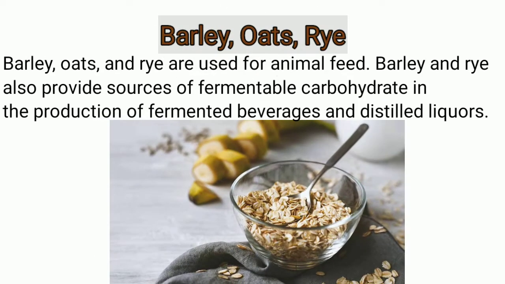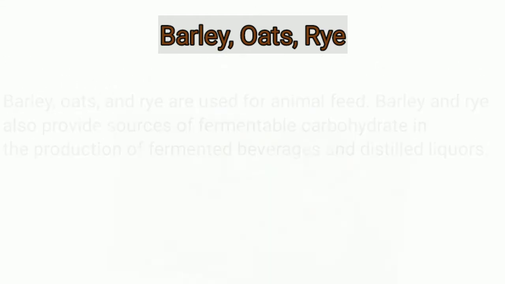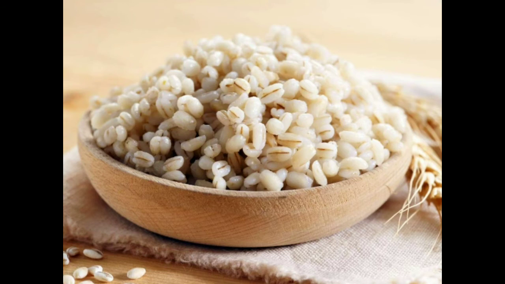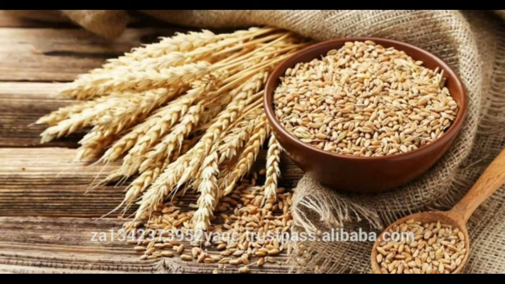Barley, oats, and rye. Barley, oats, and rye are used for animal feed. Barley and rye also provide sources of fermentable carbohydrate in the production of fermented beverages and distilled liquors. The flour of rye, after removal of bran and germ, is used in mixture with wheat flour in the production of rye bread. Rye flour cannot be used alone for this purpose.